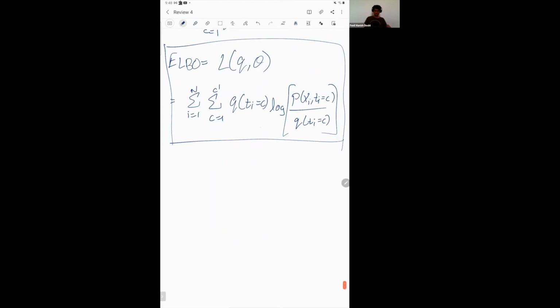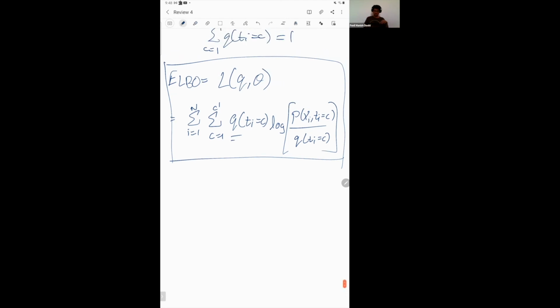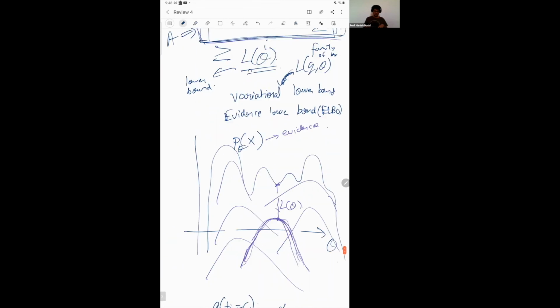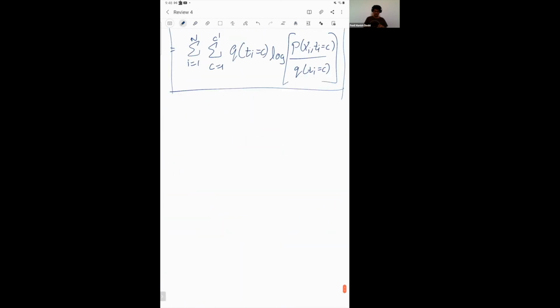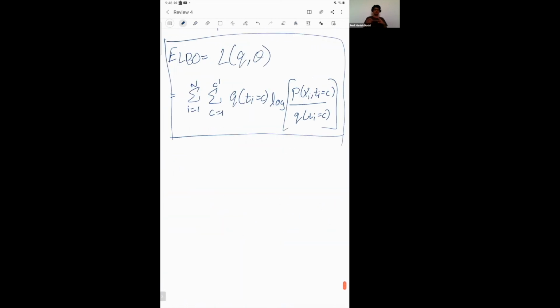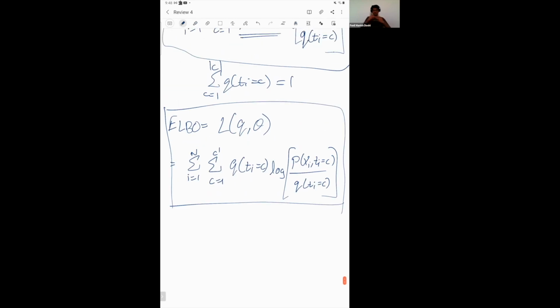And now we'll be optimizing this over q of t. Instead of maximizing our evidence, we would instead maximize this ELBO. This is something common in Bayesian theory that you would also see in variational inference and variational autoencoders. As explained earlier, we are now maximizing this lower bound in order to push p of x as high as possible.